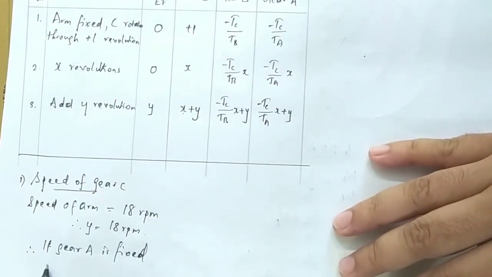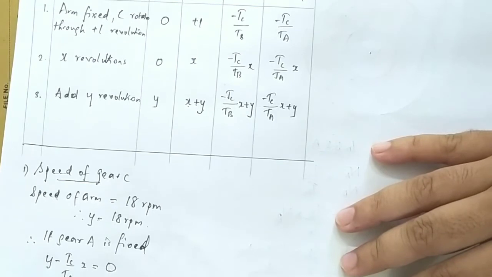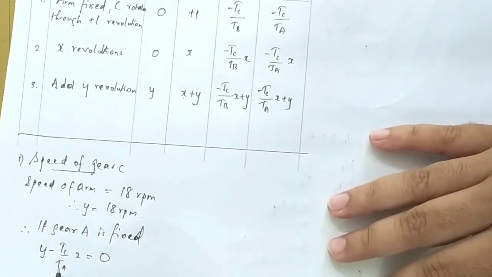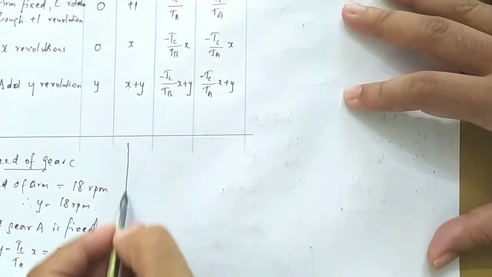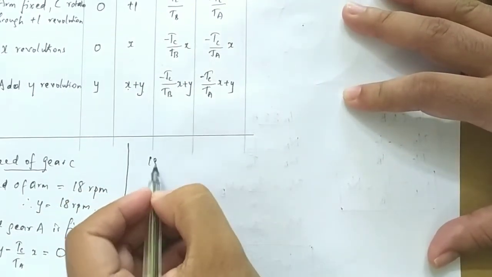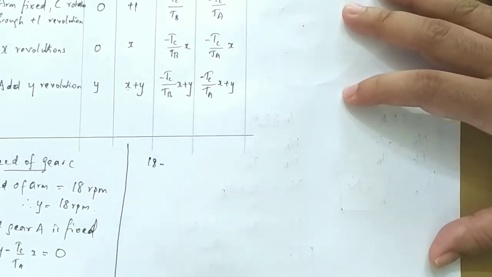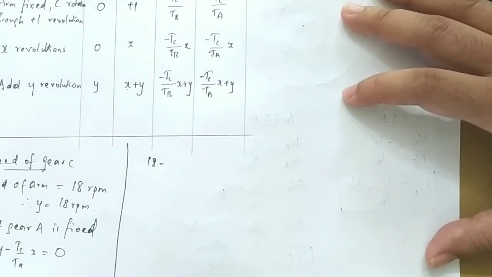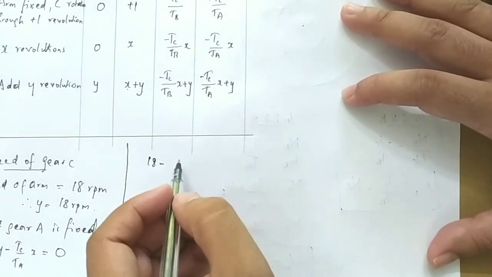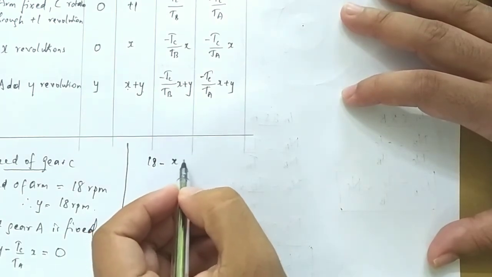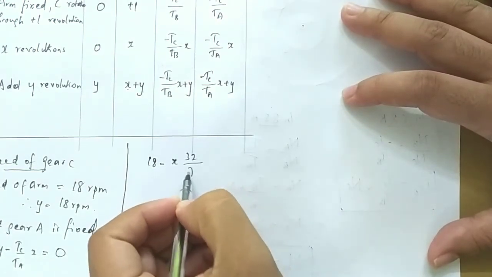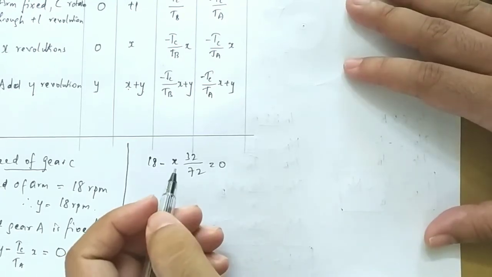So therefore I will just rearrange y minus x TC by TA equal to 0. Now what we can do is put the value of y. Y is nothing but 18 minus x TC by TA. TC value you already know, TC is 32, and TA is 72. So I can write 18 minus x, x is what you will find out, 32 by 72 equal to 0. Then you can solve for x.